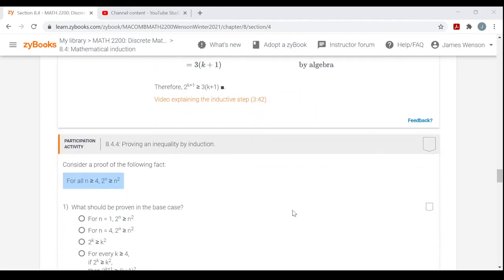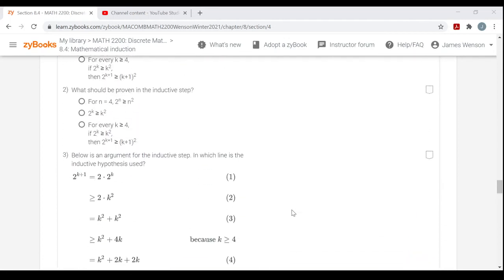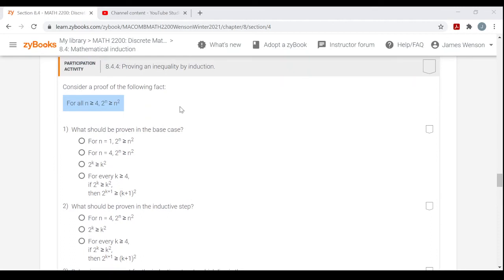Alright, so let's go through this step by step here. And this is the last part. So, consider a proof of the following fact. For all n greater than or equal to 4, 2 to the nth is going to be greater than or equal to n squared. So the base case here, remember, would be at the integer 4.